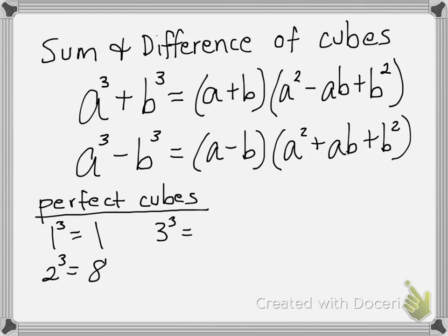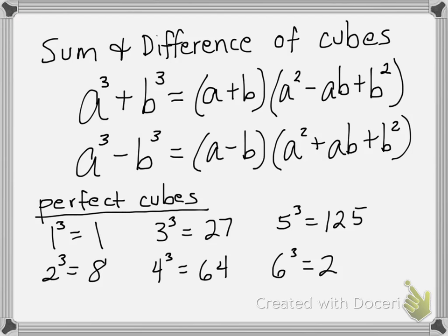3 cubed is 27. 4 cubed is 64. 5 cubed is 125, and 6 cubed is 216. I would stop here. These are 6 perfect cubes that you ought to be very familiar with. When you see these, you need to identify those as a perfect cube. So take some time. If you need to pause the video to write this down for your notes, that's fine. But let's move on to do some examples.